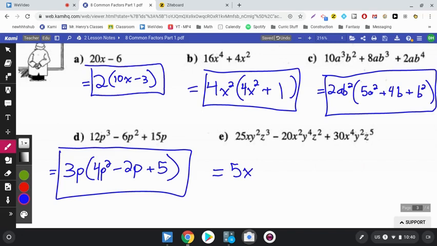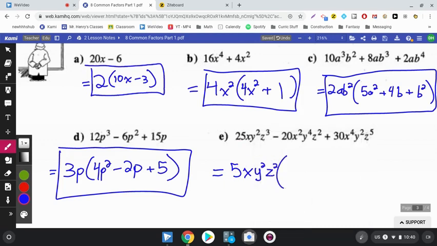Now I'll do the y's. They all at least contain a y squared. Y squared, y squared, y to the 4 is bigger, so it could be divided by y squared. And at least a z squared. That is my lowest degree, so they all at least contain a z squared. Okay, let's go through.